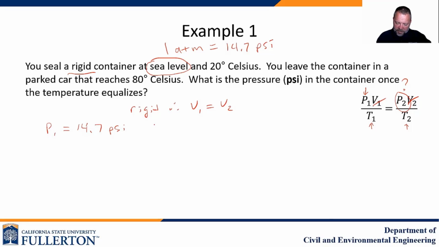P2 is unknown. T1 is not 20 degrees Celsius. If we put that, we would have a mistake because when we're talking about gases, we always have to use the absolute temperature. So T1 is actually 20 degrees plus 273, 293 Kelvin. Okay, so it's very important to keep that in mind. 293 Kelvin, and then T2, same deal, 80 degrees Celsius plus 273 gives us 353 Kelvin.